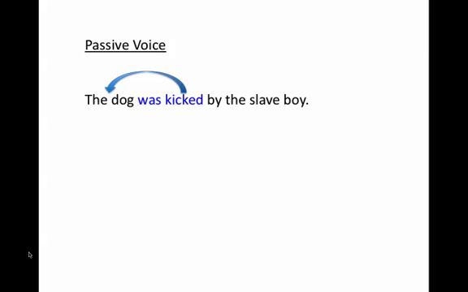these endings. Alright, let's look at the passive voice one more time in a sentence. In this sentence, the dog was kicked by the slave boy. Our verb here is in blue. And remember, because it's the passive voice, the verb is being done to the subject, the dog. Well, what about the person doing this verb? The slave boy, right? Who's doing the kicking? The slave boy. How are we going to render this into Latin?